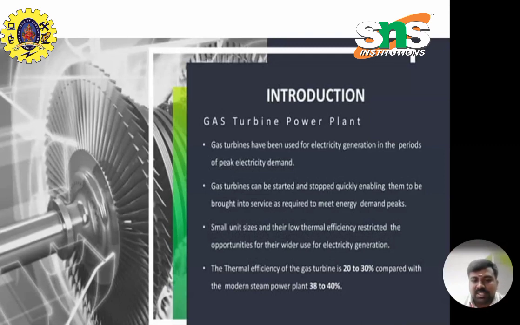Small unit sizes and their low thermal efficiency restricted the opportunities for their wider use in electricity generation. The thermal efficiency of a gas turbine is 20 to 30%, and the thermal efficiency of a modern steam power plant is around 38 to 40%.